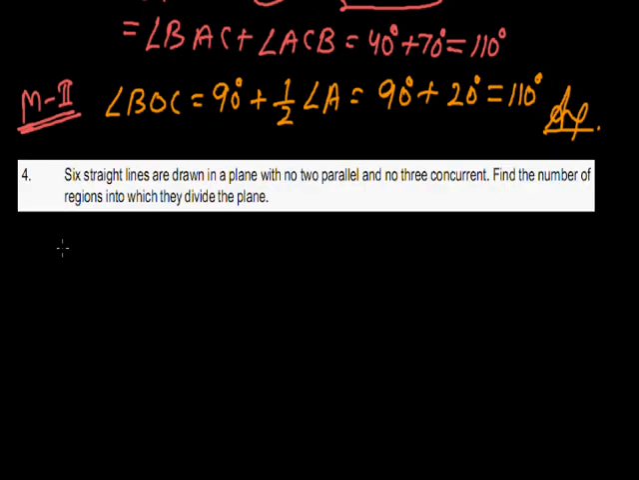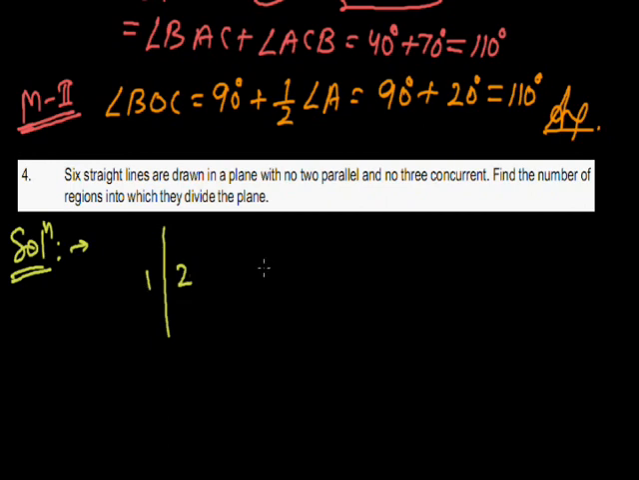Question number 4. Let us have a solution of the question. We are given there are 6 straight lines on a plane with no 2 parallel and no 3 concurrent. Find the number of regions into which they divide the plane. To solve the given question, initially let us have one line. If there is only one line, then there will be only 2 regions in a plane. Region number 1 this LHS and this is RHS.